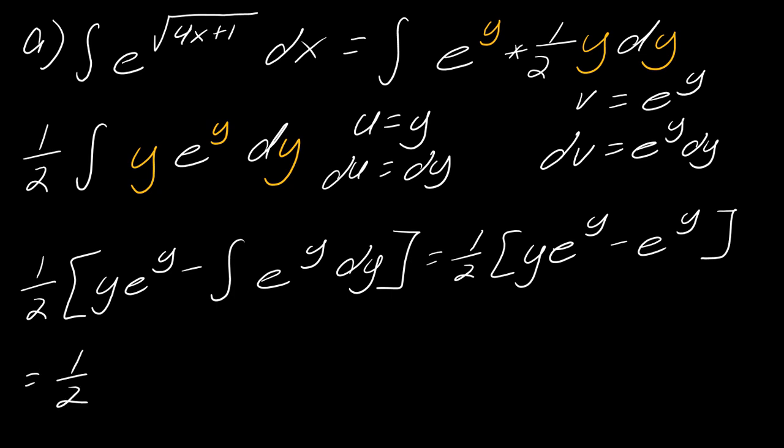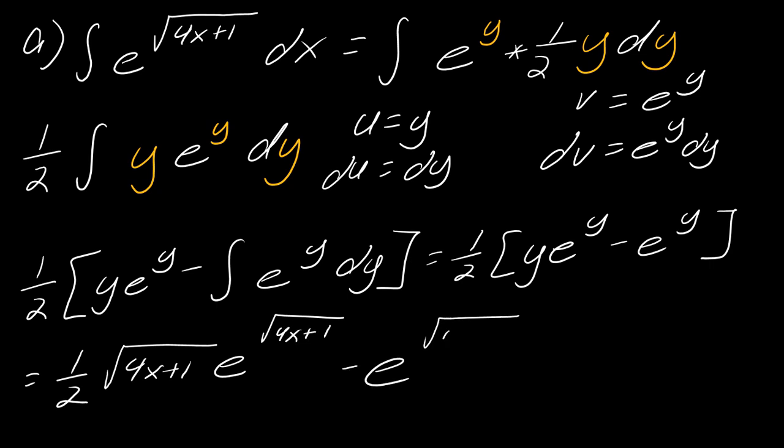1/2, let's see, my y was equal to square root of 4x plus 1, e to the square root of 4x plus 1 minus e to the square root of 4x plus 1, all of that plus c. Oops, and I gotta have my 1/2 here, minus 1/2. Okay, there we go. That's everything.